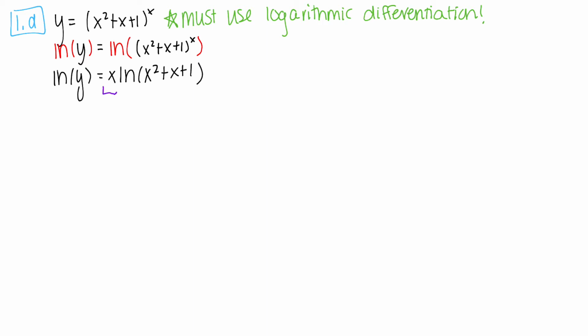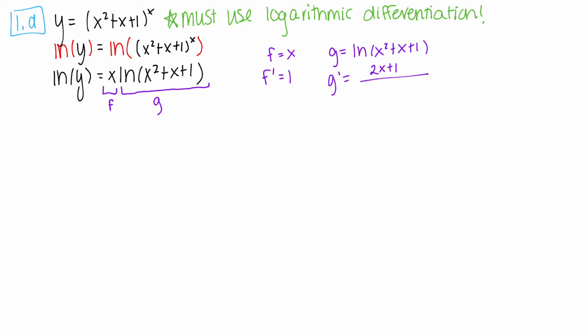From here, we're going to do implicit differentiation on the left side, and on the right side, we're going to do product rule. So f is x, f prime is 1. G is ln of x squared plus x plus 1. G prime will be 2x plus 1, that's the derivative of the inside, all over the inside.